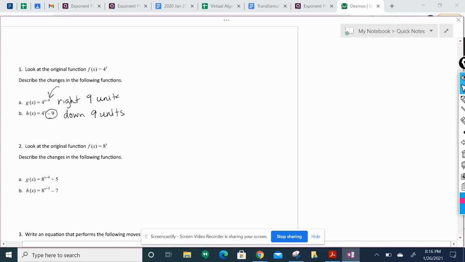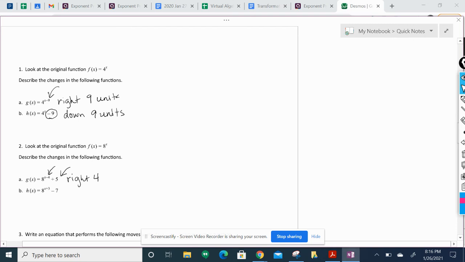Okay, the next one, number 2, says look at the original function f of x equals 8 to the x power and describe the changes. Ooh, this one's a little more challenging because we see numbers in 2 places. So start with the first one. That -4 is trapped. So when the number is trapped, we're moving left and right, and we go the opposite way we think it should go. So it's going to the right 4.